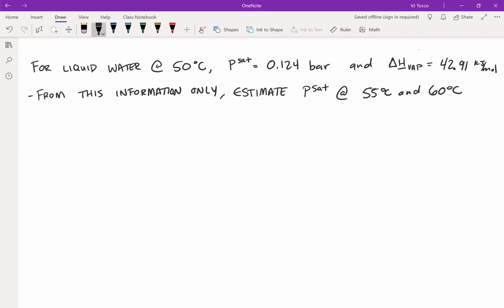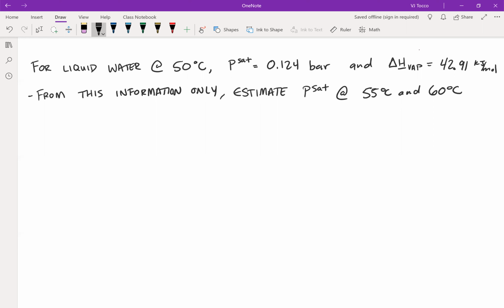So for the next part, I want to introduce it in the context of a practice problem. Let's suppose that we are the first ones who are studying liquid water, and we know that at 50 degrees C, the saturation pressure is 0.124 bar. We also know the molar enthalpy of vaporization. From this information only, we want to estimate the saturation pressure at 55 C and 60 C.